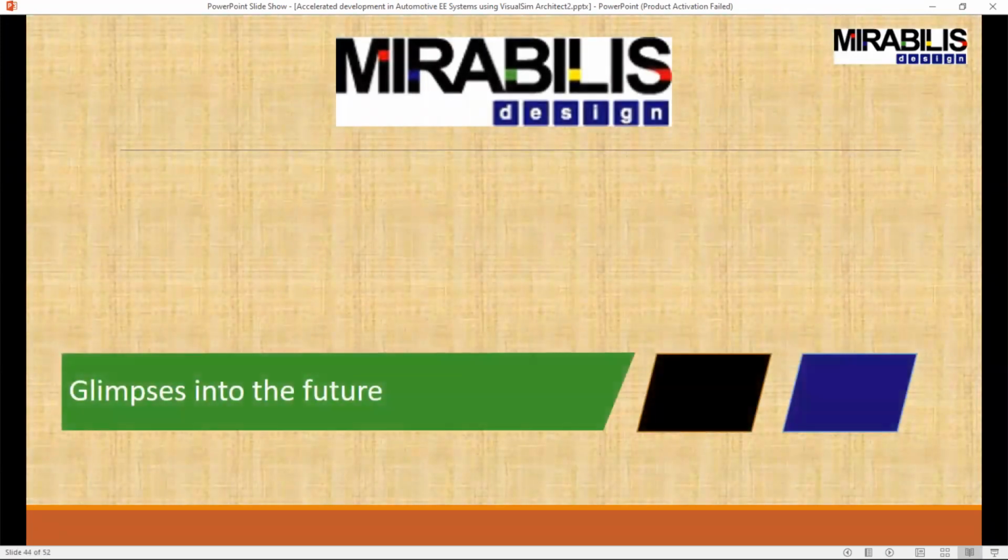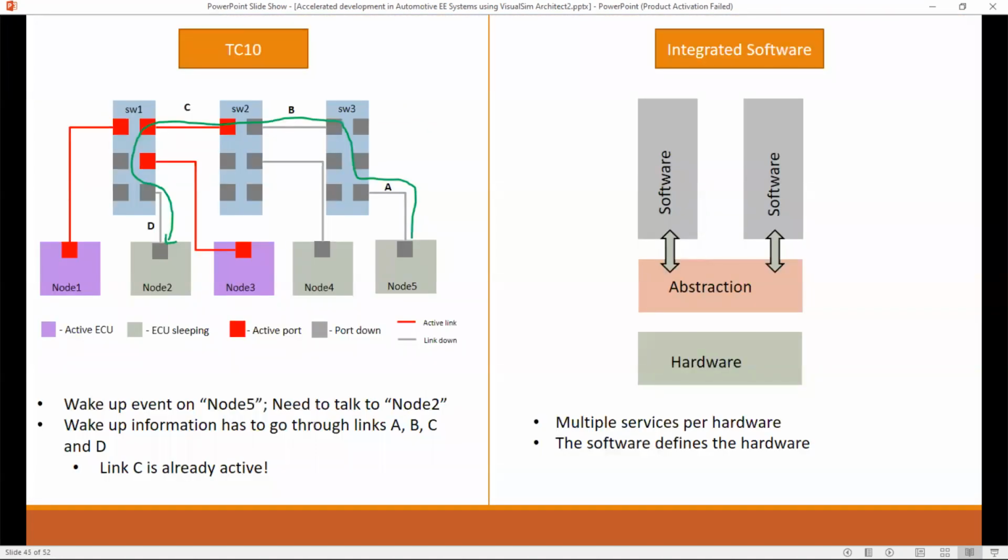So I would like to show you some glimpses into the future. What we are currently working on and building towards is the sleep and wake up protocol, that is the TC10, and the integrated software approach. So in TC10, what we are currently building, a little bit more information on that is shown here.